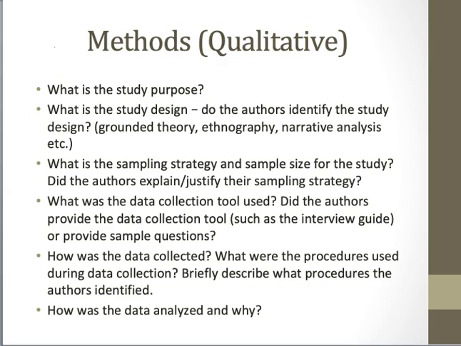And then what was the sampling strategy and sample size for the study? And did the authors explain or justify why they chose that type of sampling, or why they chose that sample size? So for instance, if they used purposive sampling or convenient sampling, then did they explain why they used purposive and convenient sampling, and what were some of the strengths and weaknesses of that?